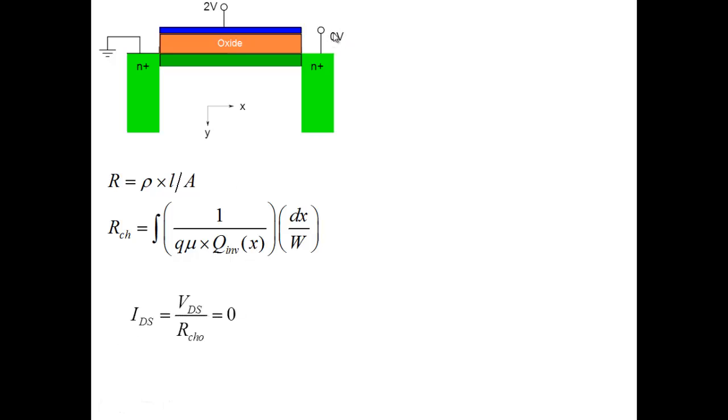When I don't apply any voltage here, or the voltage is 0, I will have a uniform channel. Q inversion would be the same everywhere. And because I have not applied any voltage here, my drain current will be zero. This is my reference here, the source. For the time being, the body is also grounded, so the body is grounded, the source is grounded, and our reference is that. If I don't apply any voltage between drain and source, VDS is 0, and there is a resistance here, R channel, and obviously the current is 0. If I don't apply any voltage to a resistor, the current is 0. So that's not a problem.